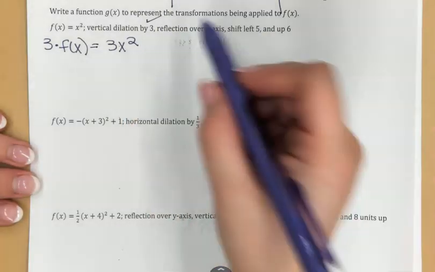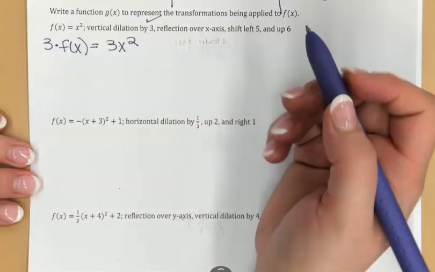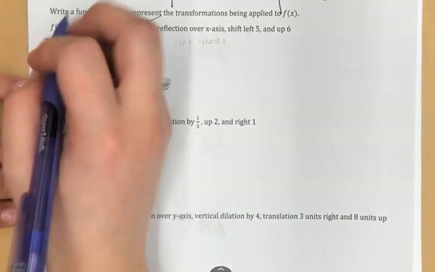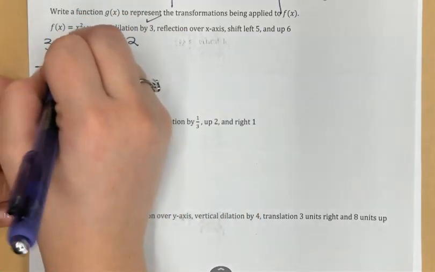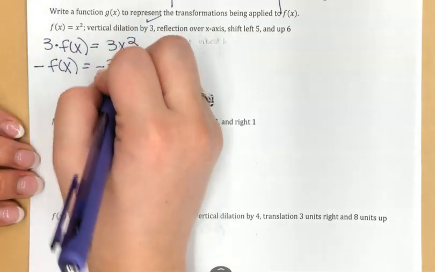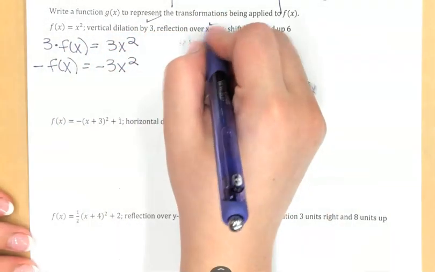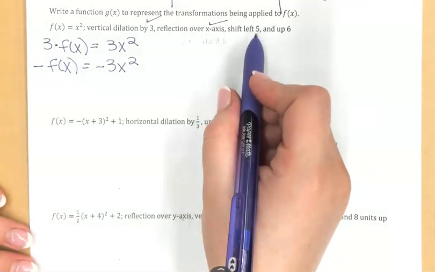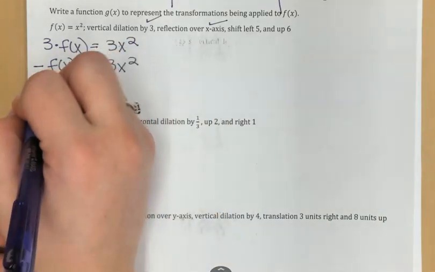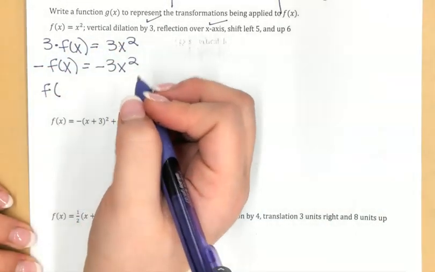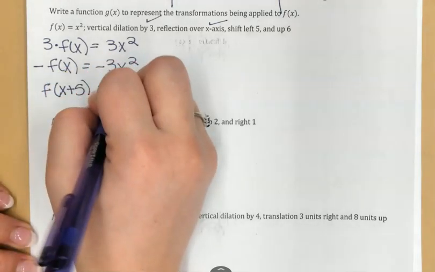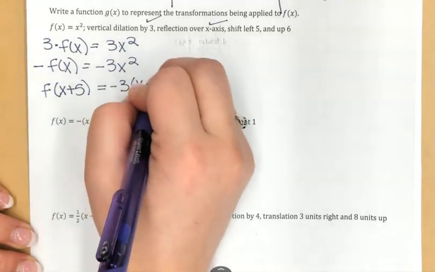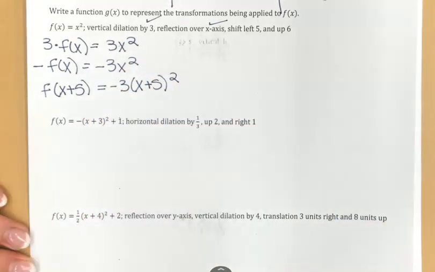Okay, done with that one. Now I need a reflection over the x-axis. Well, to indicate that, I need a negative on the outside of my function. So this is going to be negative 3x squared. Okay, that's done. Now I need to shift left 5. Well, that's going to be on the inside. I need to go to the left 5, so that's going to be x plus 5 here. So that's going to look like negative 3 times x plus 5 squared.